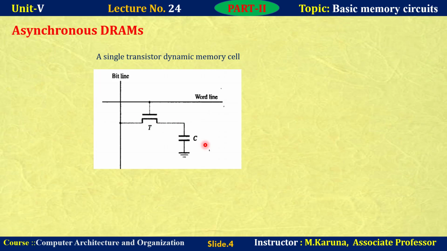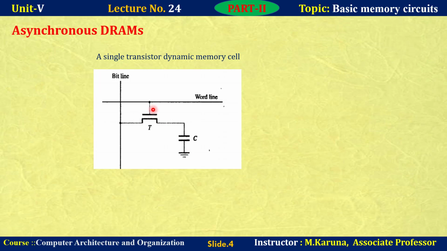Information is stored in a dynamic memory cell in the form of a charge on a capacitor. The cell consists of a capacitor and transistor T, which is connected to the word line and bit line. In order to store information in this cell, the transistor is turned on and an appropriate voltage is applied to the bit line. This causes a known amount of charge to be stored in the capacitor.